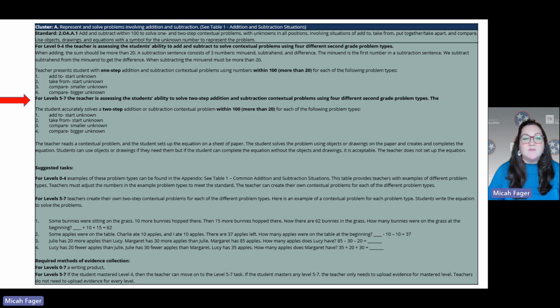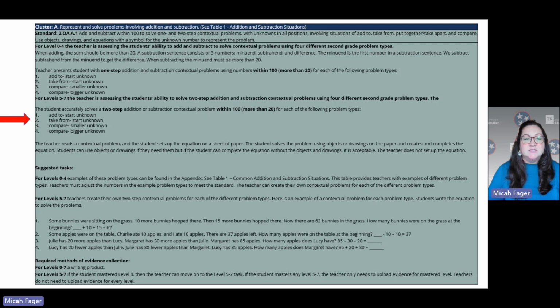When assessing for levels 5 through 7, the teacher is assessing the student's ability to solve two-step addition and subtraction contextual problems using the 4 different second grade problem types. The student accurately solves two-step addition or subtraction contextual problems within 100. And again, the sum and the minuend must be more than 20 for each of the following problem types.